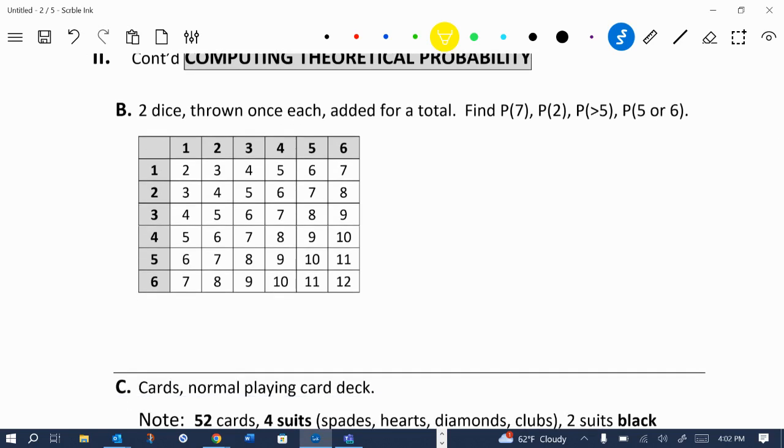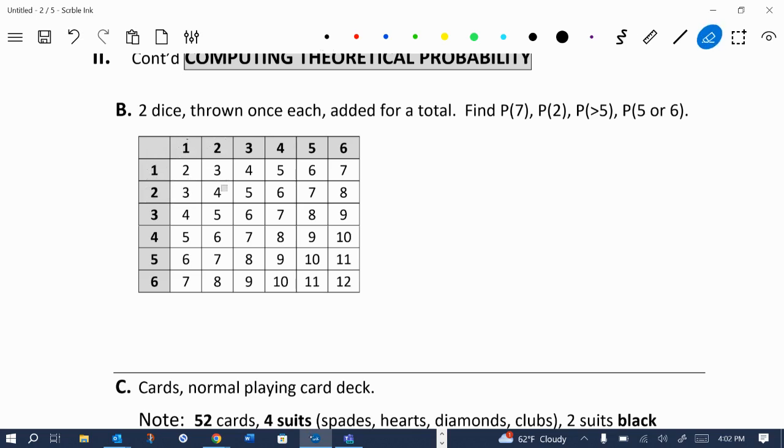We have 2 dice. We're throwing one of them and then throwing the other one, or we're throwing them at the same time. Whichever way wouldn't matter, because you're going to get a number on one, and you get a number on the other, and you're going to add them. So if you roll a 1 and a 1, you get a 2. If you roll a 2 and a 1, you get a 3.